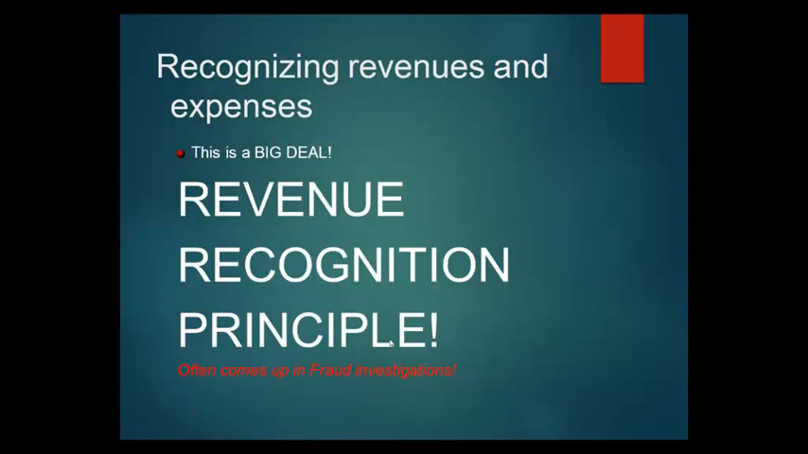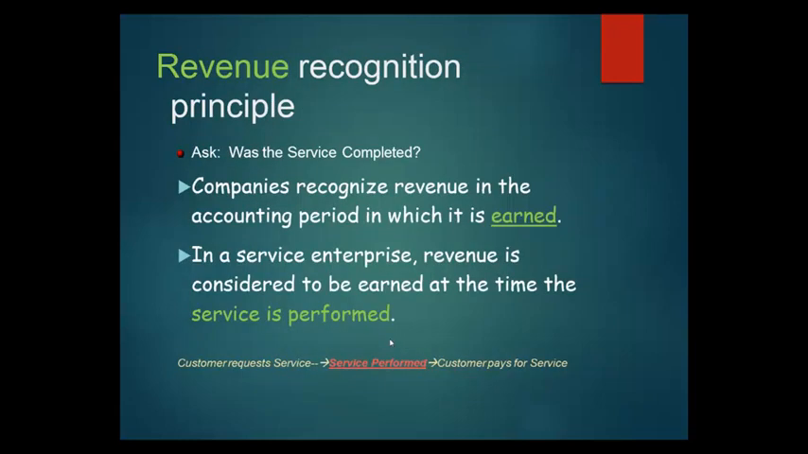So we're going to talk about the revenue recognition principle. This is a really big deal in accounting, and it often comes up in fraud investigations. When do you get to call it revenue? The test is, was the service completed? We're starting out here with service businesses, so it's a question of, was the service completed? When we start selling products, we're going to say, when was the product delivered, or when did title transfer on the product? So companies recognize revenue in the accounting period in which it is earned, and the test for service enterprises is, when was the service performed?